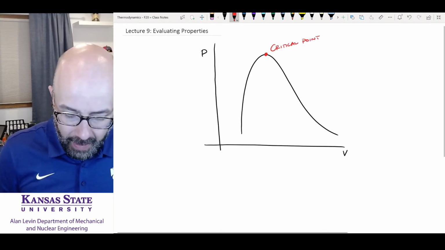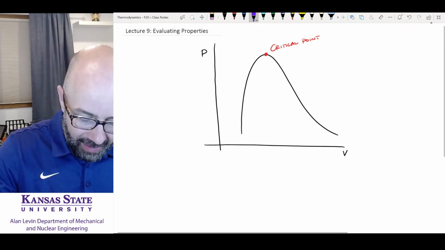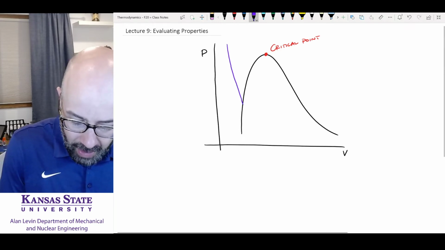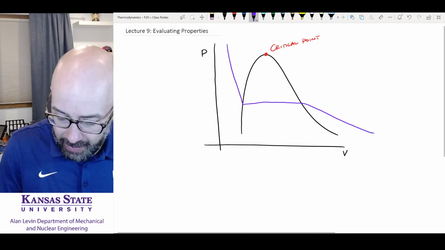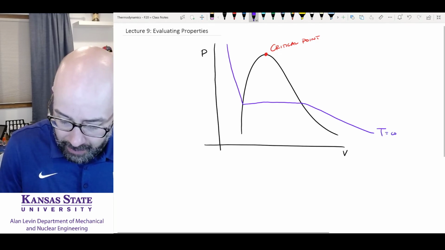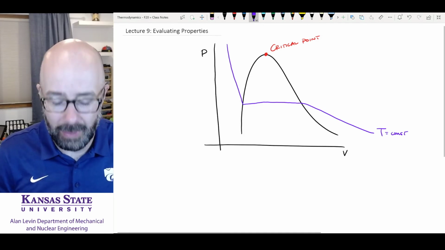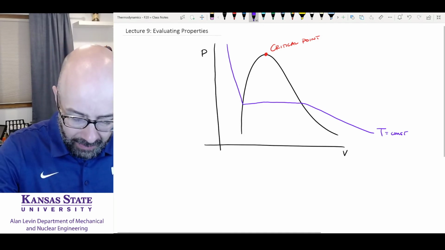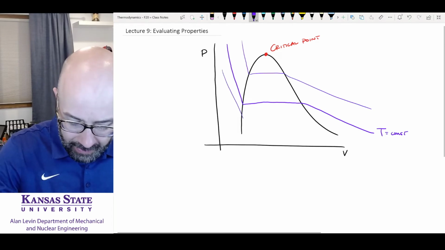Now, remember, and it's very important, what lines of constant temperature look like. Lines of constant temperature come down. As they go across the vapor dome, it's a straight line, and then they go down again. So this is a line where temperature is equal to constant. It's some temperature, I don't know what temperature it is. We can have lots of lines that go like this. They all go like this.